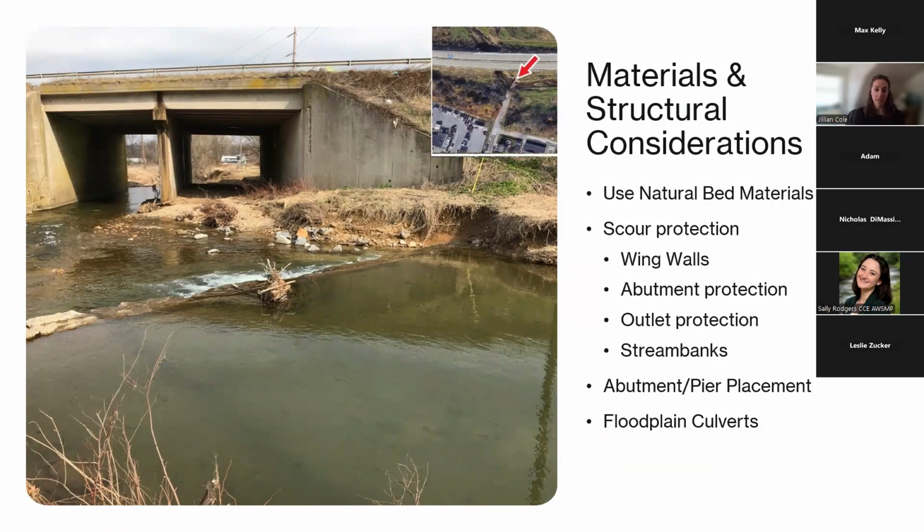Abutment and pier placement needs to be considered. A single span bridge is preferred, but if piers are needed, ensure that they're placed far enough apart to not accumulate woody debris and that they're aligned in the direction of the stream channel, both the piers and the abutments, to reduce the impacts on the stream flow. And then additionally, if there is a really wide floodplain, you can use floodplain crossings or culverts to help maintain the continuity of flood flows along that floodplain.